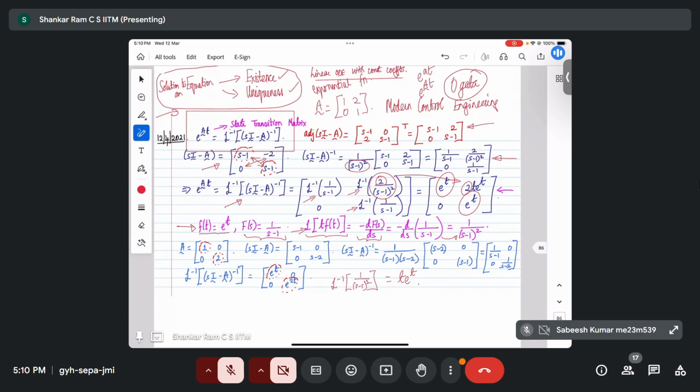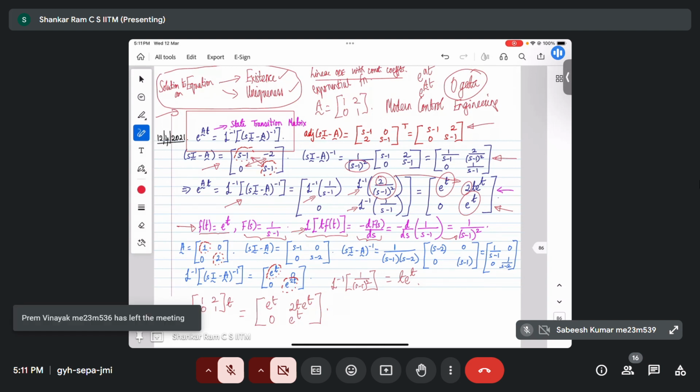And Laplace inverse of 0 is 0 itself, right? So we can immediately observe that the exponential of this matrix, the exponential of [1, 2; 0, 1] times t, is [e^t, 2t e^t; 0, e^t]. So we can immediately see that it is not the matrix formed by taking the exponentials of the individual elements. It's something else. That is something which is very important for you and me to understand.